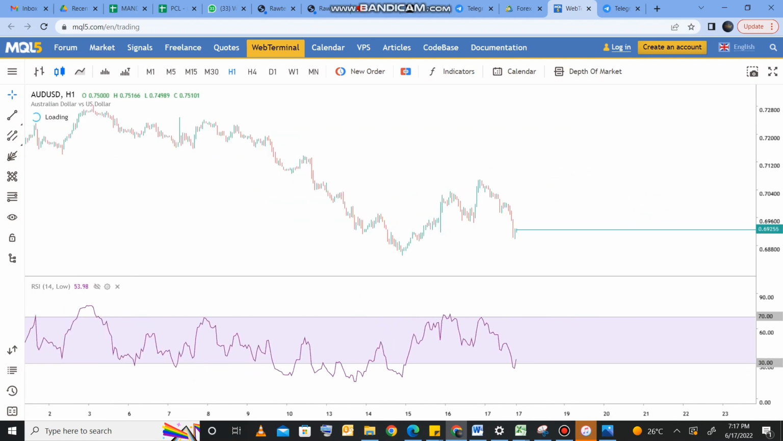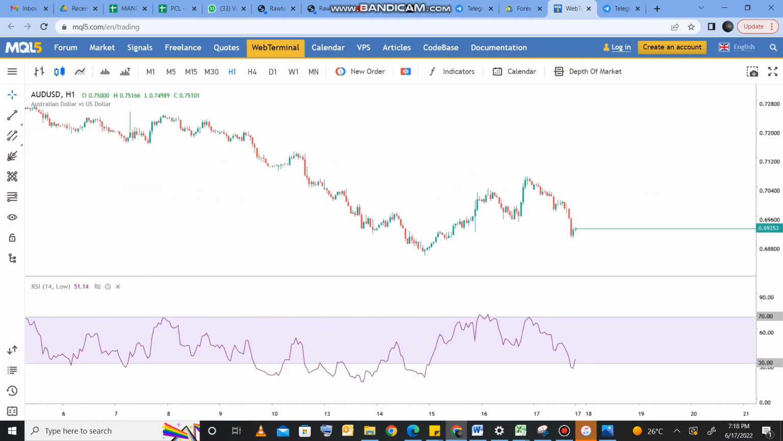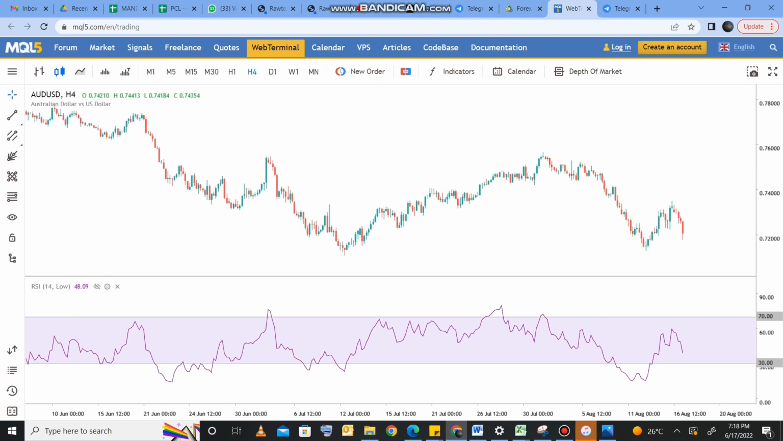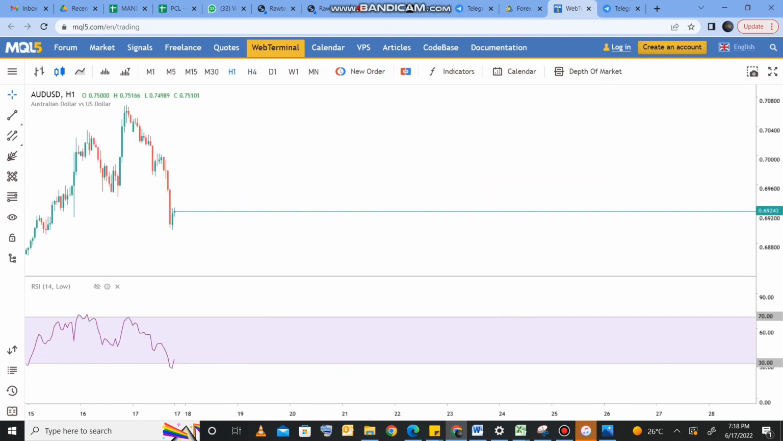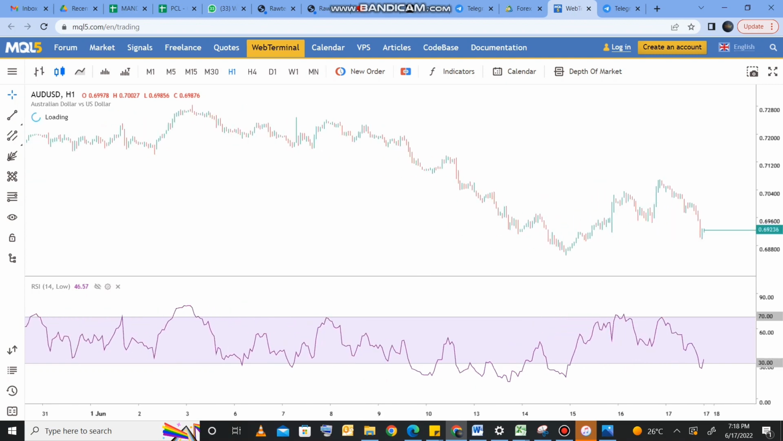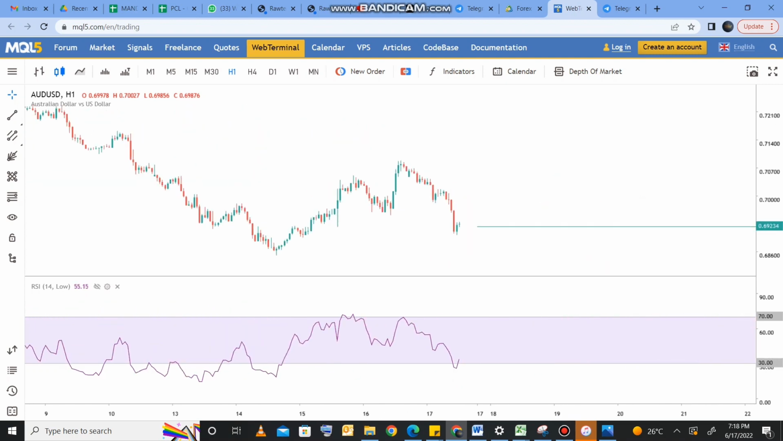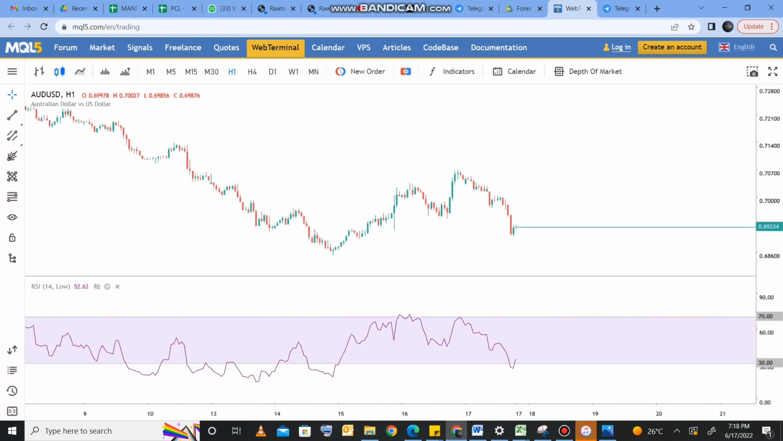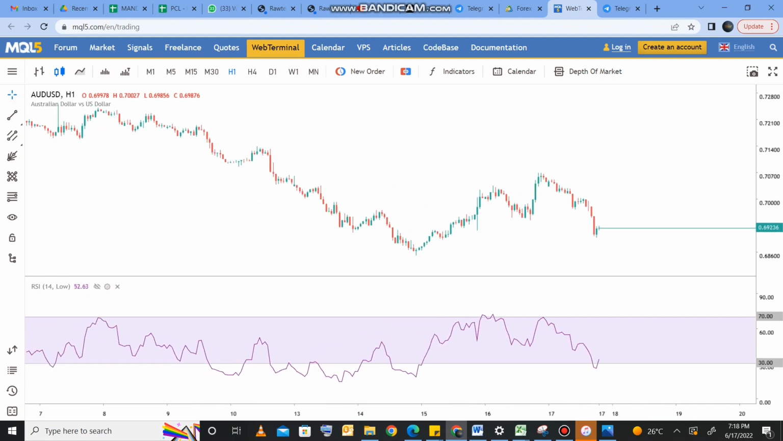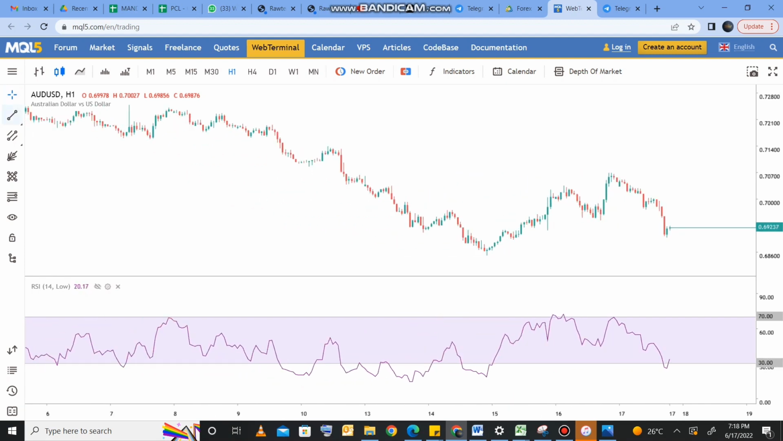So this is my AUD USD. This is my 1 hour time frame. As you can see, I'm going to identify divergence, guys. Most of these currencies I'm showing you right now have been in a downtrend and they've reversed. And I'm also going to show you divergence on the ones that have been in an uptrend.